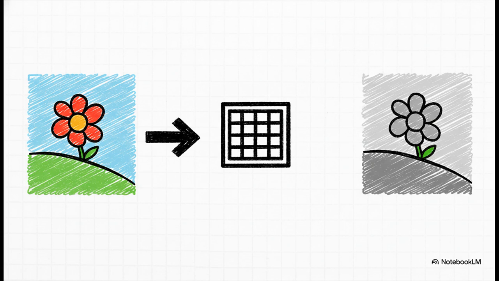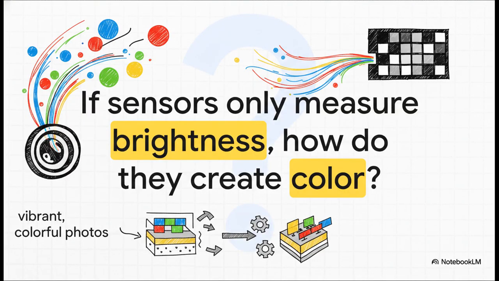They measure the intensity of light, not the color. So to the sensor, the world is nothing but shades of gray. Which leads to a pretty obvious question, right? If the camera's hardware is colorblind, then how in the world do we end up with these incredibly vibrant, colorful photos on our screens? Well, the solution is just an absolutely ingenious piece of engineering.